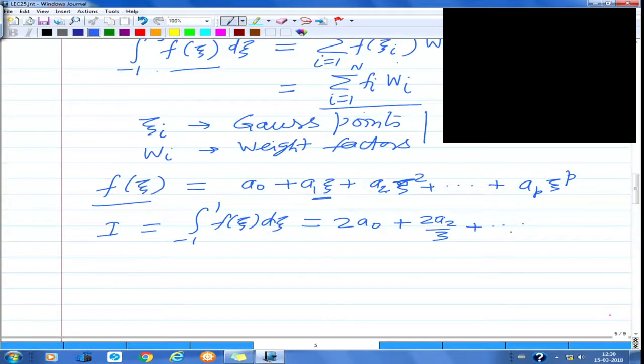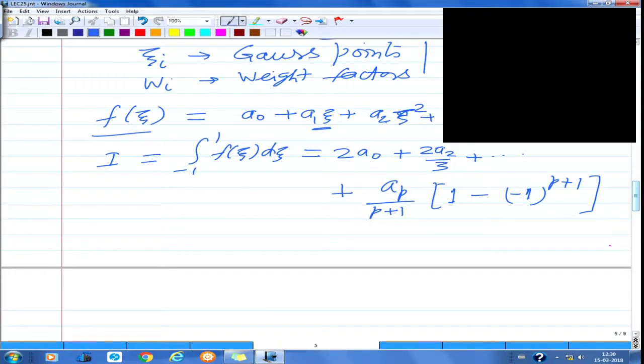So like that you will have these terms, and the last term, when you do the integration, is going to be ap upon p plus 1 times xi to the power p plus 1. When you put the upper limit, it is 1 to the power p plus 1, which would be 1. So you will get 1 here, minus the lower limit, which is minus 1 to the power p plus 1. This value depends on what the value of p is, so that is why we are writing it like this. This will be the integration of the approximate function f xi, which is approximated as a polynomial like this. And if it was indeed a polynomial with the highest power of xi less than or equal to p, then this will be an exact integration of the function f xi.